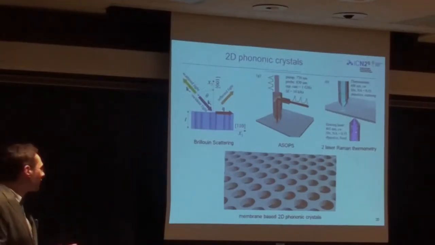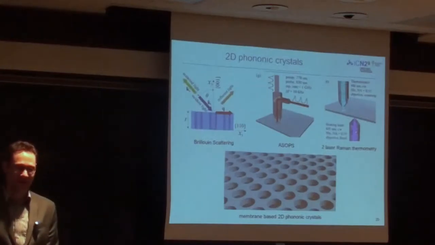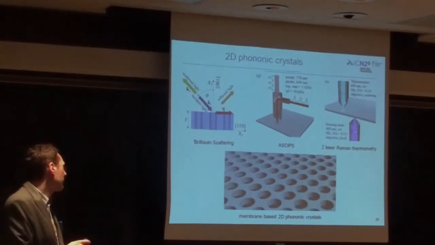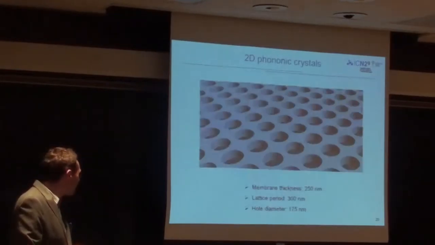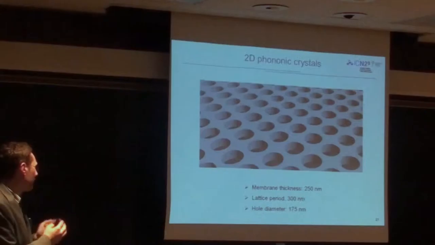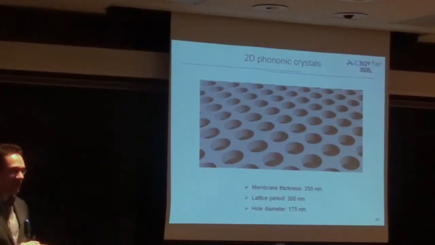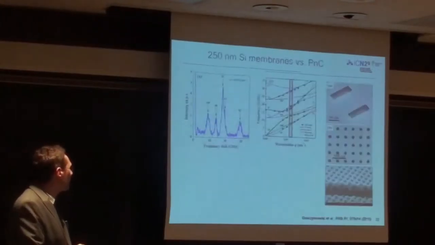And now, much more interesting is what happens if we introduce a whole lattice, if we introduce a second order periodicity. And this we've done in such a phononic crystal. The membrane thickness is 250 nanometers. There's a lattice periodicity of 300 nanometers, and a hole diameter of 175 nanometers.